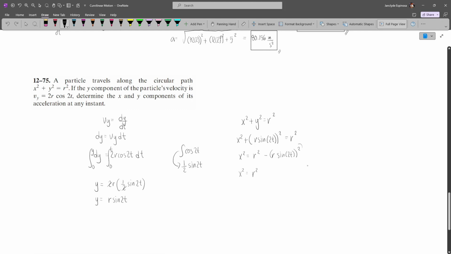So expanding this, we have x squared equals r squared, and then we'll square both of these because the square is outside and these are enclosed in a parenthesis. So minus, squaring this one, we have r squared multiplied by sine squared 2t. And so next, we will factor out r squared. So this is now x squared equals r squared multiplied by r squared divided by r squared, which gives us 1, and then minus r squared sine squared 2t divided by r squared, which gives us sine squared 2t.